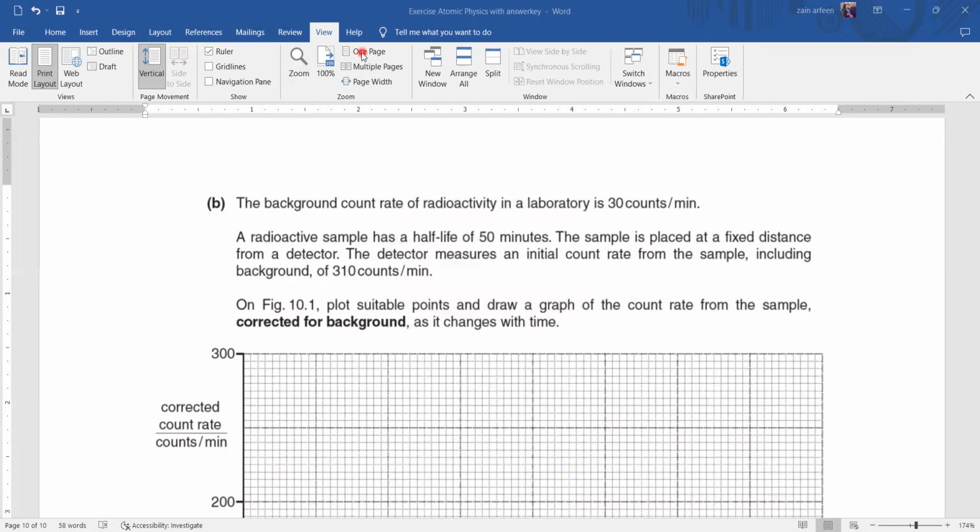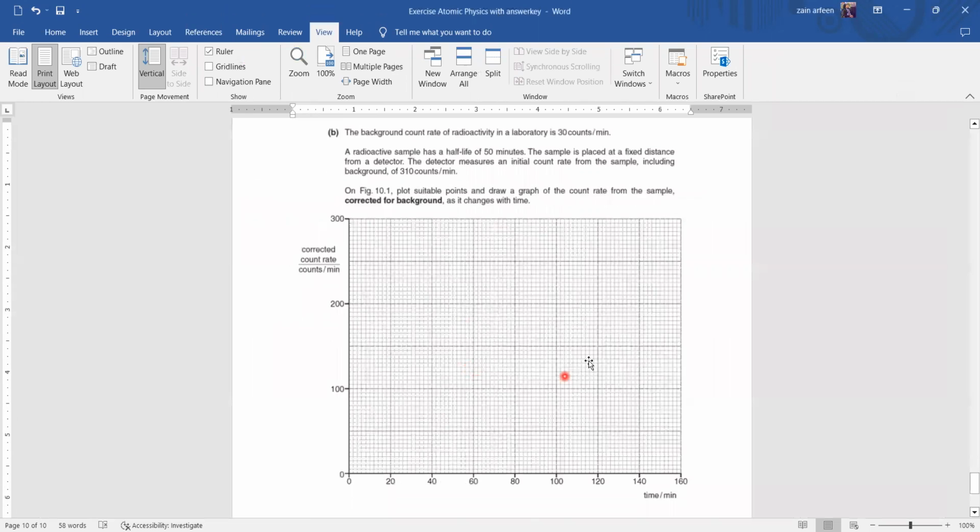Yeah, that's right. So we start with, for example, the detector reading was 310 that they mention here. And out of 310, they mention how many are there due to the surroundings, the background: 30. So if 30 are due to background, how many will be there from the source? Because the total should be 310. So, that's right, 280 are from the source. So we just have to plot a graph for the source, not for the background.